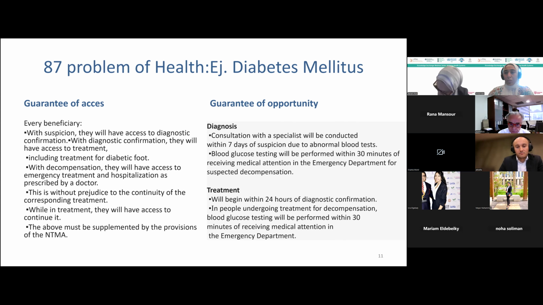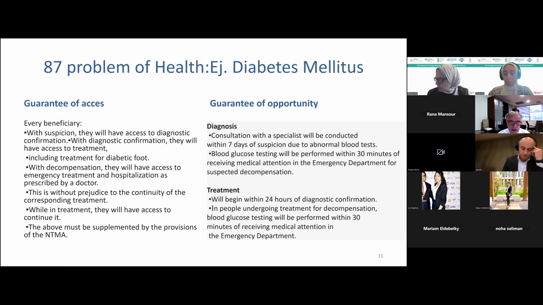And in relation with the opportunity of the treatment, they need to begin the treatment within 24 hours after the diagnosis is confirmed. And for people with decompensation, they receive the treatment within 30 minutes in the emergency department. That is very, very specific: the decree establishes how the patient can have the guarantees of opportunity.